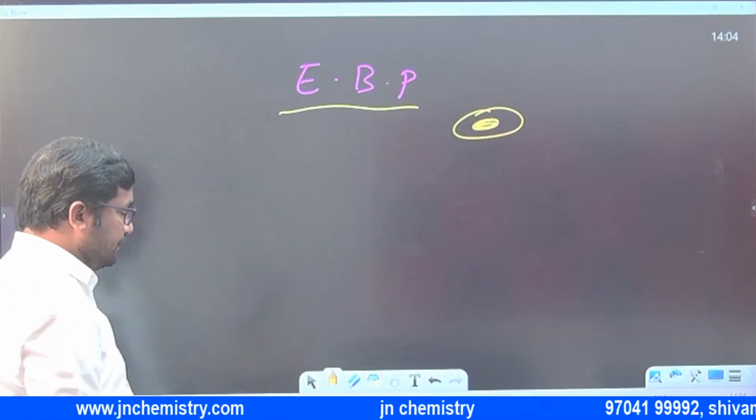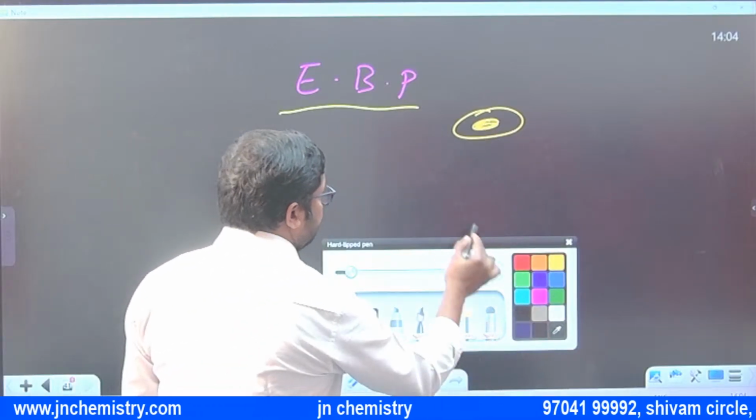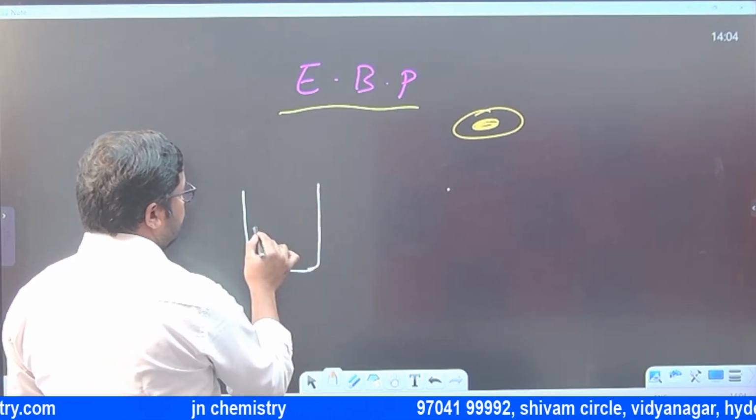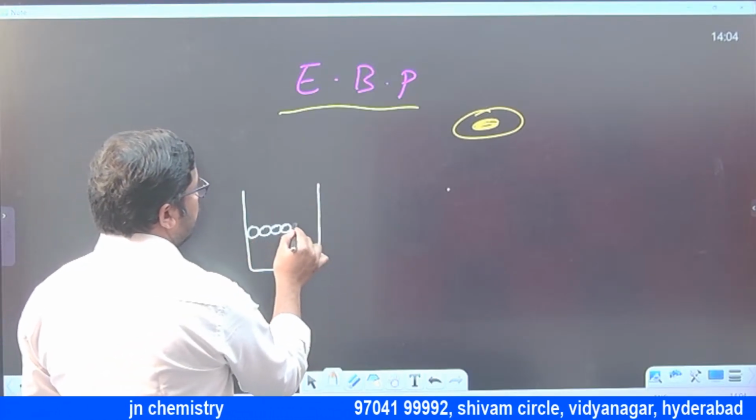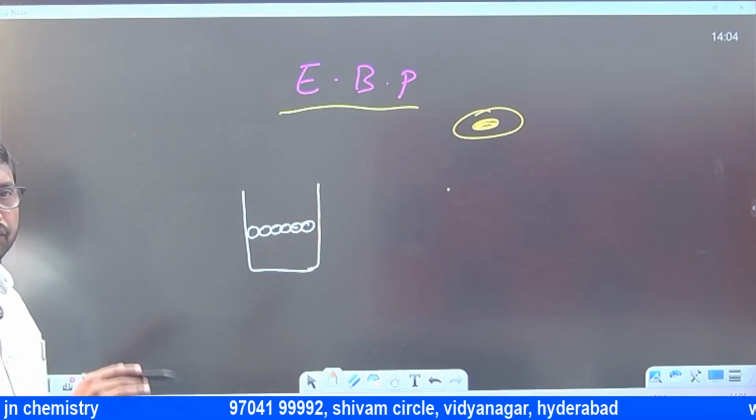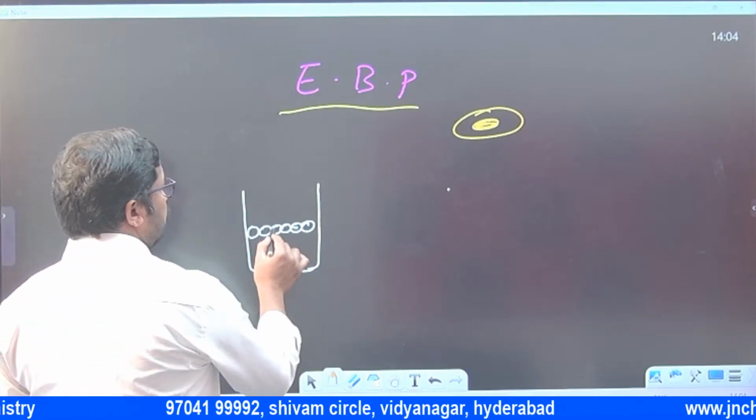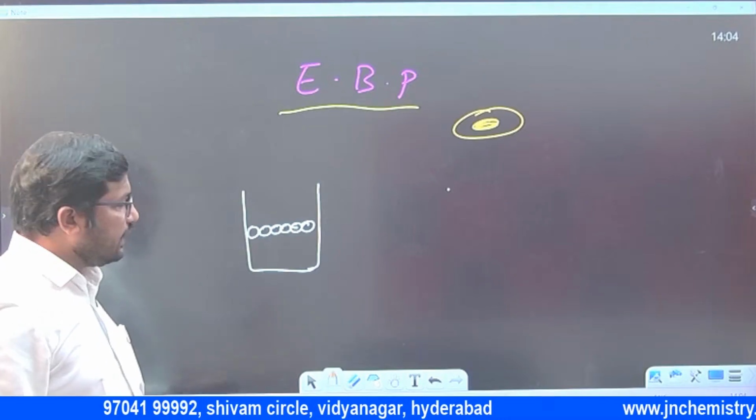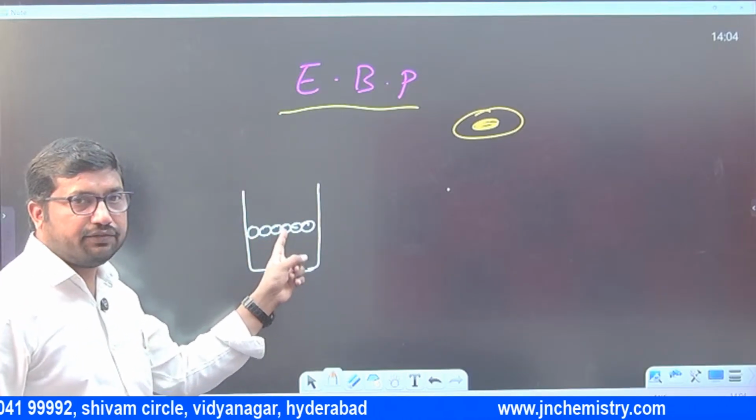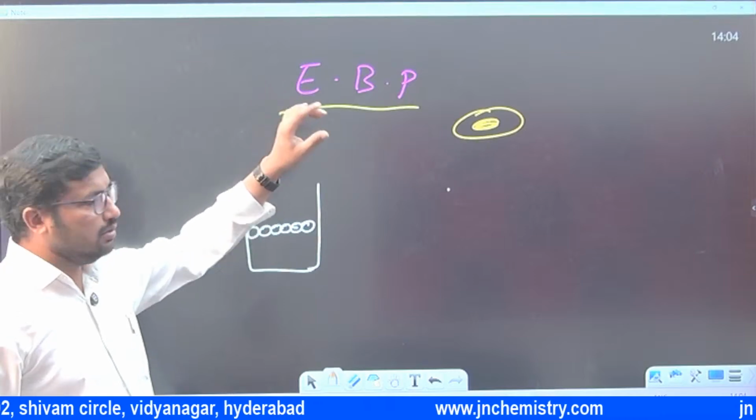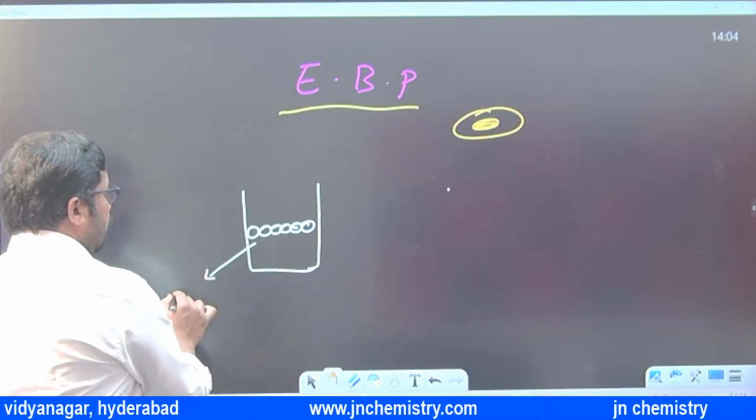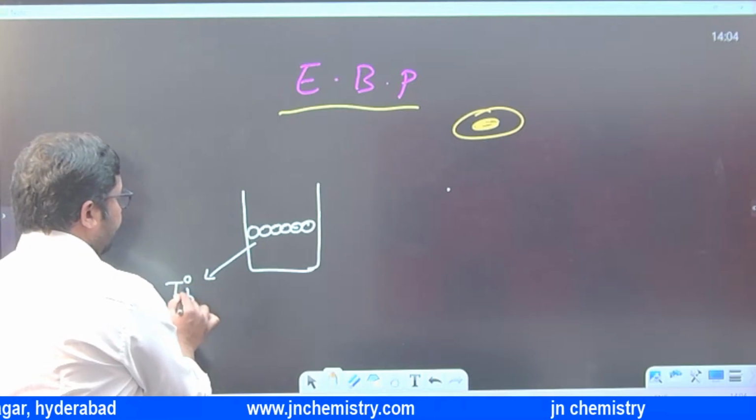Vanshika, are you there? Now, same as before, take a pure solvent and say its boiling point. What is boiling point? When we are heating, the vapor pressure of the solution equals the atmospheric pressure. Simple. So imagine this is the pure solvent, and the boiling point is T0B.